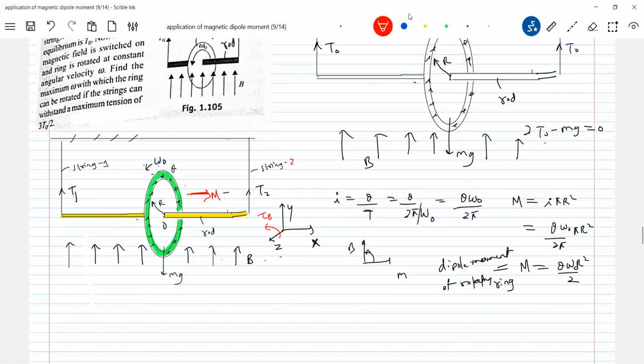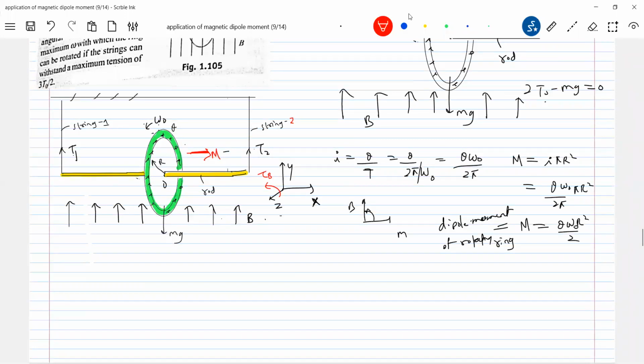So what is the equation I should write here? Torque about O should be equal to torque due to dipole moment. How will it be? It will be in this sense. Torque due to tension will be T1 d by 2.